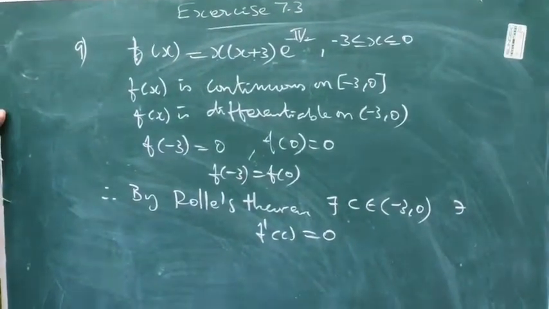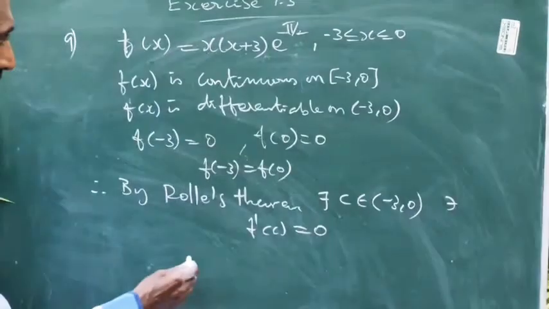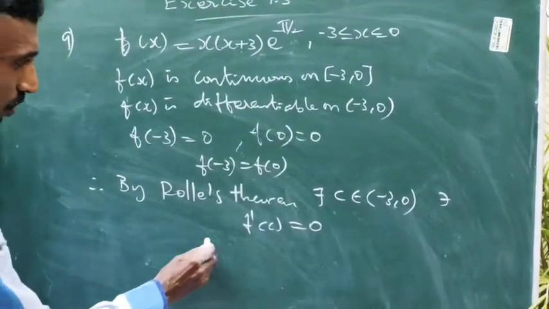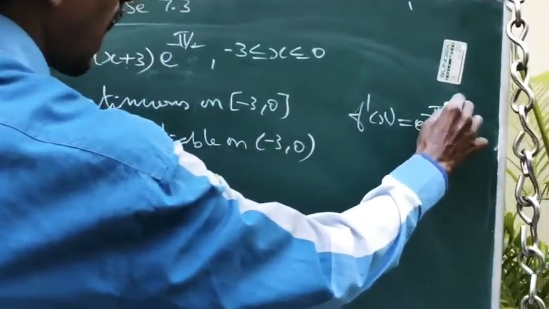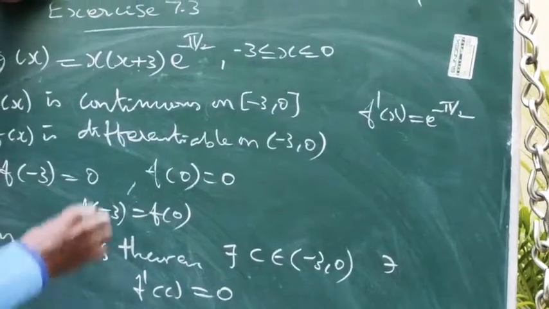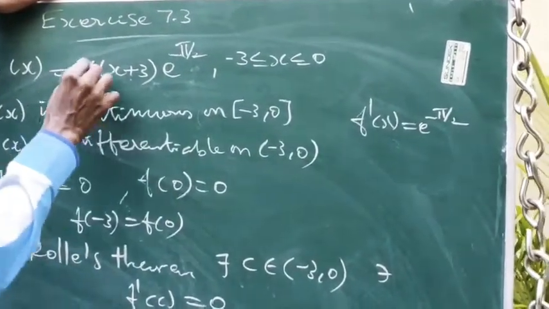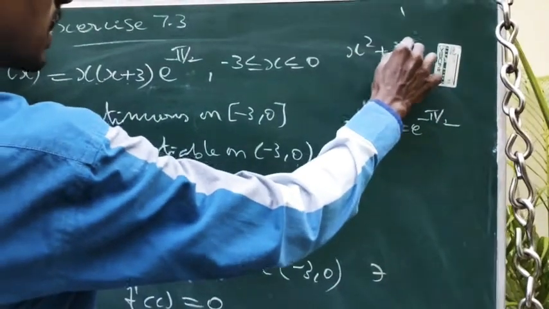So the first derivative equal to 0. So what is the first derivative? e power minus pi by 2 is a constant. Either you can apply the product rule or it can be written as x square plus 3x.